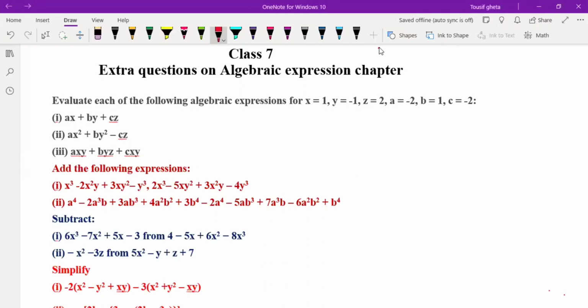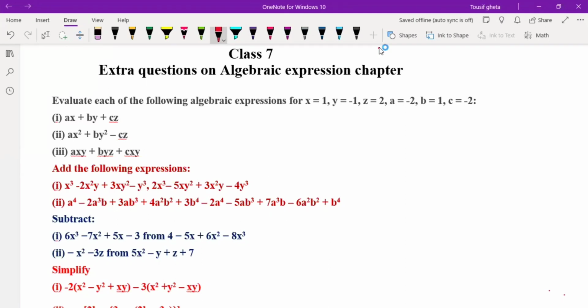In this video, we'll be discussing some of the extra questions related to the algebraic expression chapter for the class 7 standard. As you can see on the screen, a few of the questions which will be discussed in this video are represented on the screen. If you want, you can just pause the video and copy down all those questions.